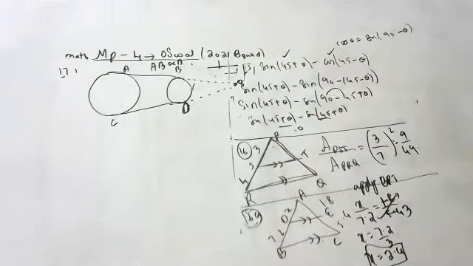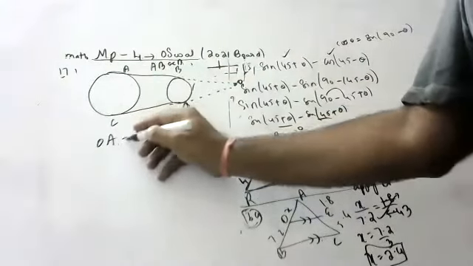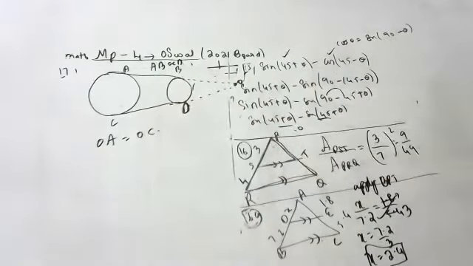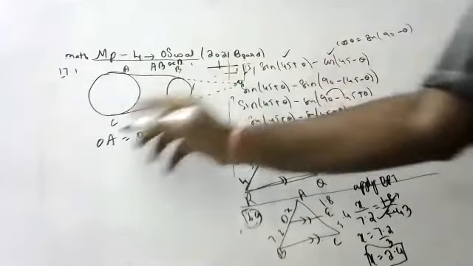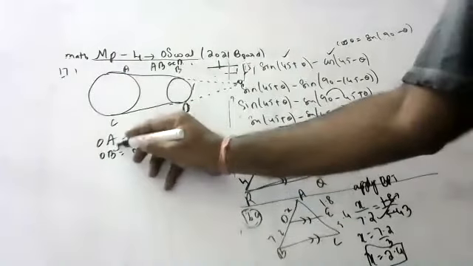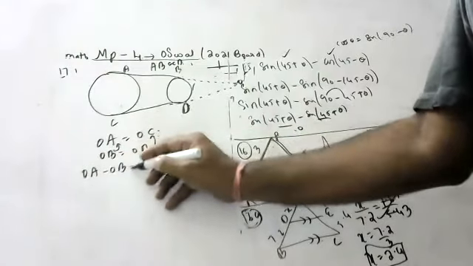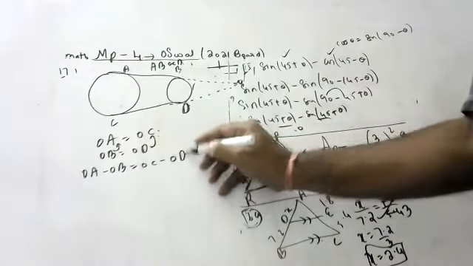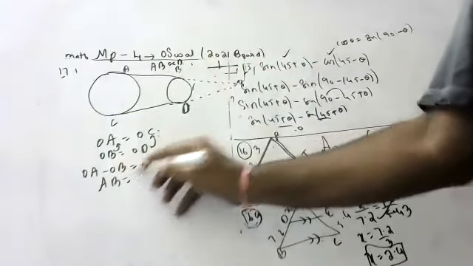Now, OA is equal to OC. Why? Because any two tangents from an external point are always equal. Now, OB is equal to OD. Why? Tangents meeting at the point are equal. Subtract this from this: OA minus OB is equal to OC minus OD. So AB is equal to CD. OA minus OB is AB and OC minus OD is CD.